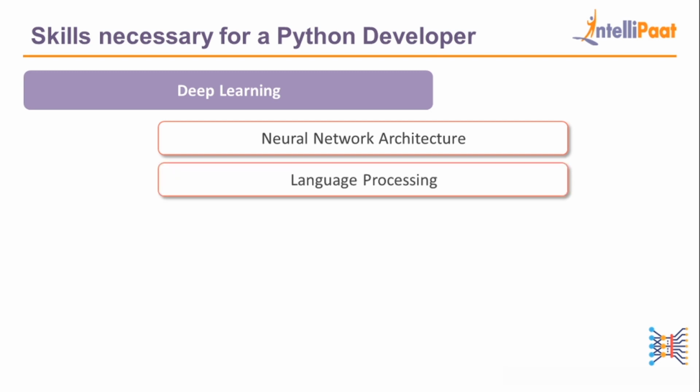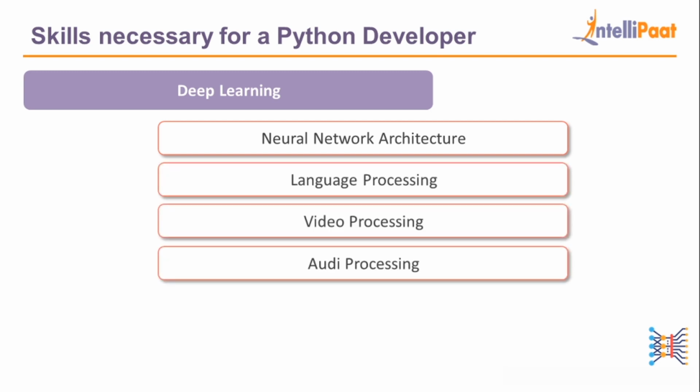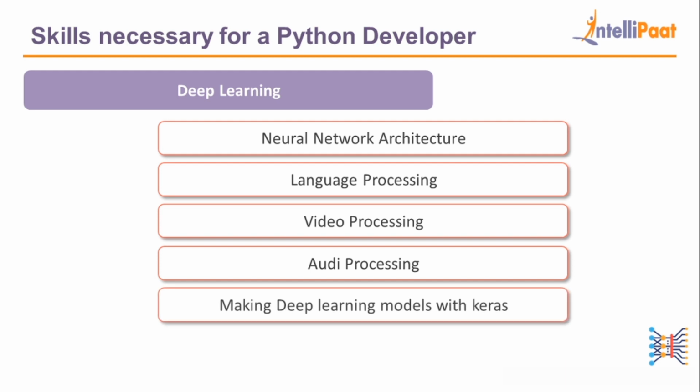Then you need to know about language processing, video processing, audio processing, or you need to be making deep learning models with Keras. Now again guys, when I talk about language processing, video processing, audio processing, it's up to you where you'll be specializing in, but you need to know basics about each of these, even a little bit. So guys, these are the different skills you'll need for becoming a Python deep learning developer or a Python deep learning scientist.